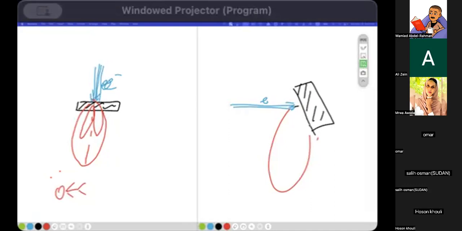Okay. Yes, this is clear. I was just confused because of the drawing. The drawing is clear. It's confusing about it.